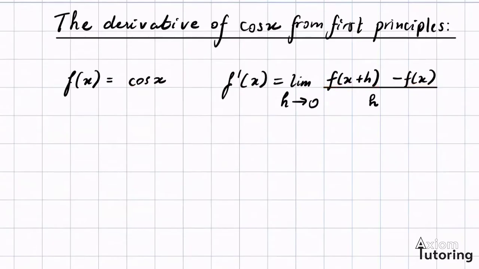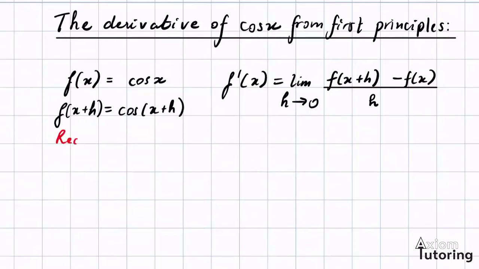So to find f of x plus h, we want to substitute in x plus h into our function f of x here. So what we're actually looking to find is cos of x plus h.